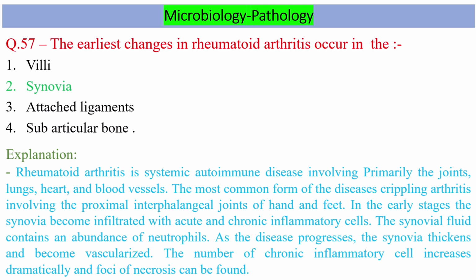The most common form of the disease is crippling arthritis, involving the proximal interphalangeal joints of hands and feet. In the early stage, the synovia become infiltrated with acute and chronic inflammatory cells. The synovial fluid contains an abundance of neutrophils. As the disease progresses, the synovia thickens and becomes vascularized. The number of chronic inflammatory cells increases dramatically and foci of necrosis can be found.